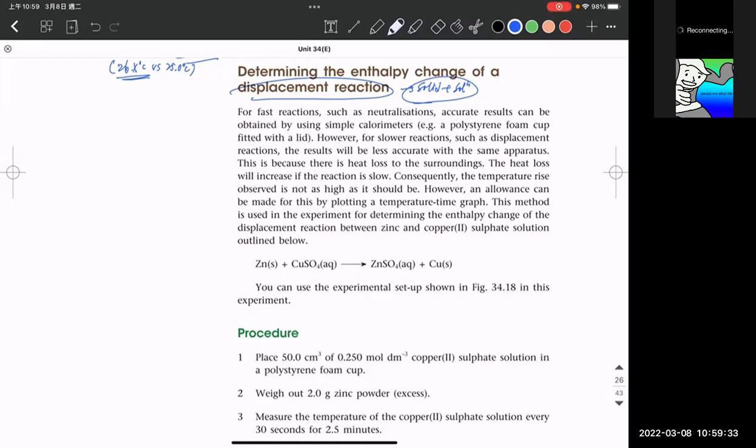The solid should be in excess. Can we measure the temperature of a solid accurately? Do you realize, you didn't measure the temperature of the solid instead. According to the same logic, originally for neutralization, the temperature of both reactants is measured initially. But for displacement reaction, why don't we need to measure the temperature of the solid?